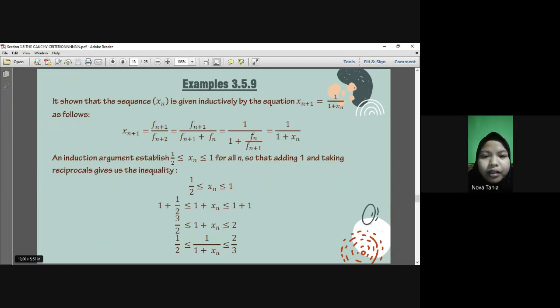An induction argument establishes xn is greater than or equal to 1/2 and less than or equal to 1 for all n, so that adding 1 and taking the reciprocal give us the inequality: xn greater than or equal to 1/2 and less than or equal to 1 implies 1 + xn greater than or equal to 1 + 1/2 and less than or equal to 1 + 1, so 1 + xn is greater than or equal to 3/2 and less than or equal to 2. So we have 1/(1 + xn) greater than or equal to 1/2 and less than or equal to 2/3.